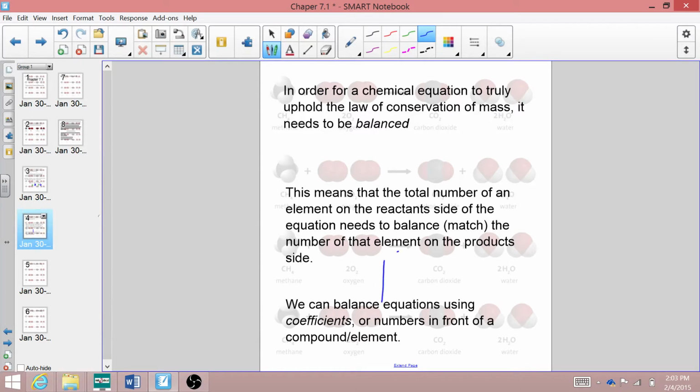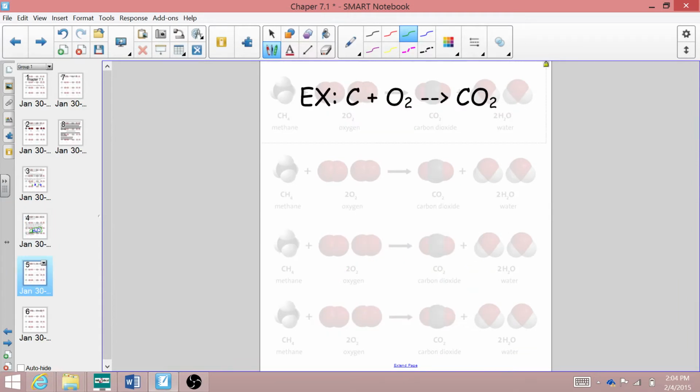So if I have H2O, this right here is a subscript. This is telling me that in a water molecule, I have 2 hydrogen atoms and 1 oxygen atom. But if I have 2 water molecules, I would write that as 2H2O. This 2 in front is the coefficient, and that's telling me that I have 2 of this entire thing all together. So let's take a look at how we would actively balance an equation.